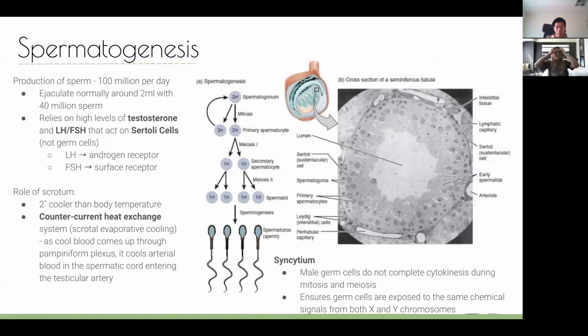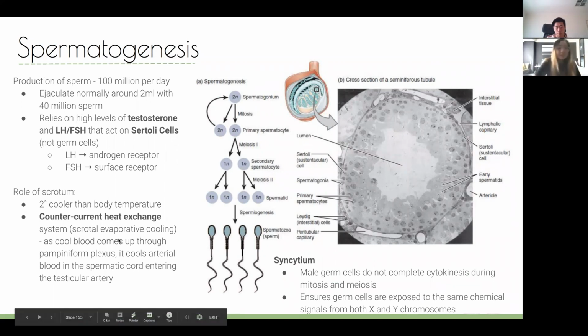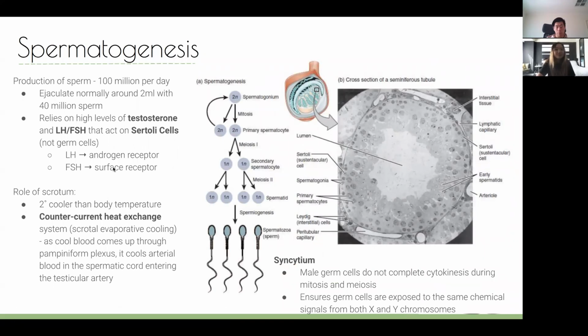Spermatogenesis, it's such a long word. Okay, production of sperm, you have about 100 million per day. Ejaculate normally contains around 2 mils with 40 million sperm, so that's a lot. And it relies on high levels of testosterone from our Leydig cells and the LH and FSH that act on Sertoli cells. And remember, it's the FSH acting on Sertoli cells and not the actual germ cells that allows for this whole process to kind of happen.